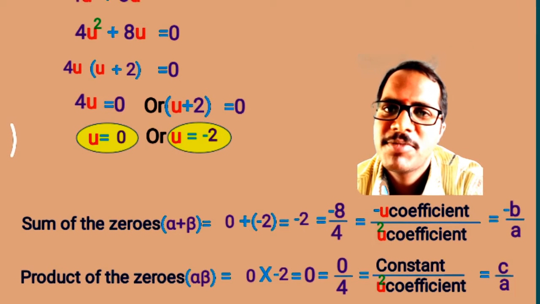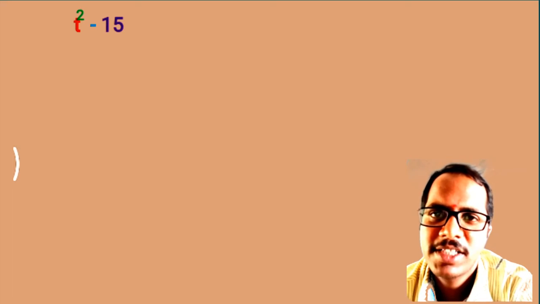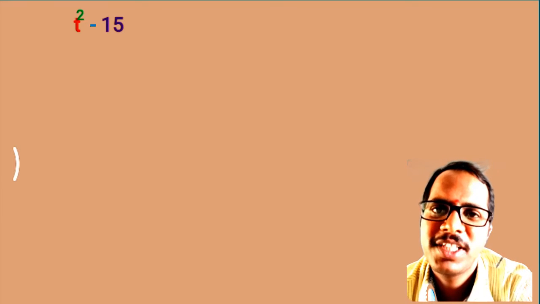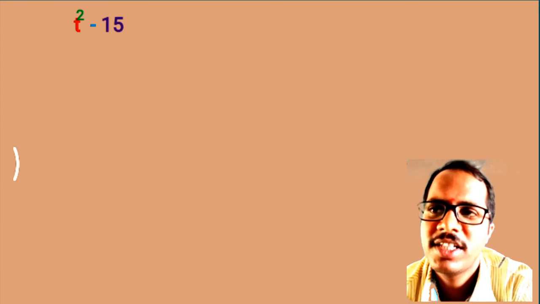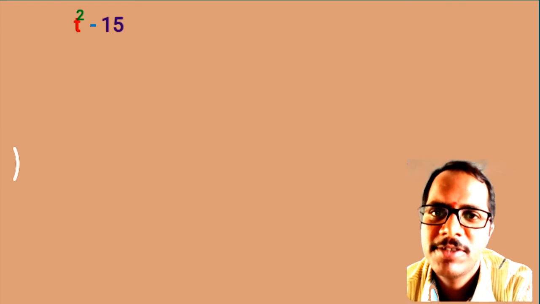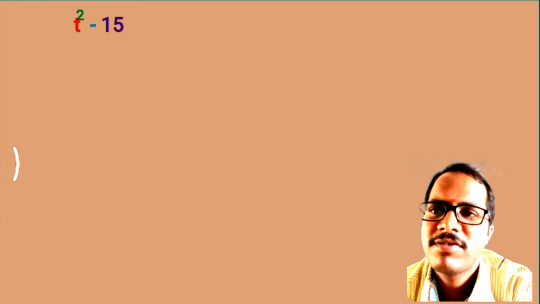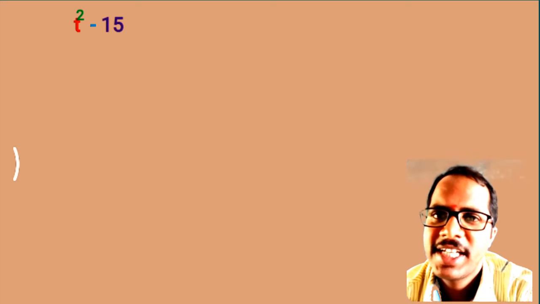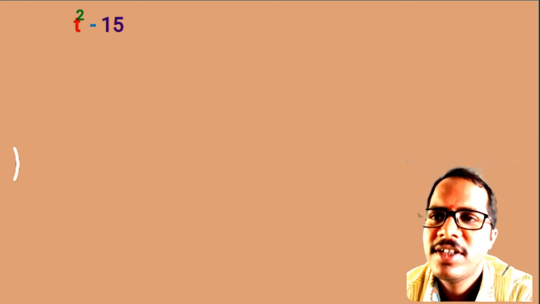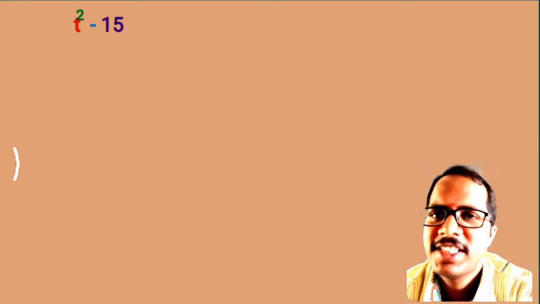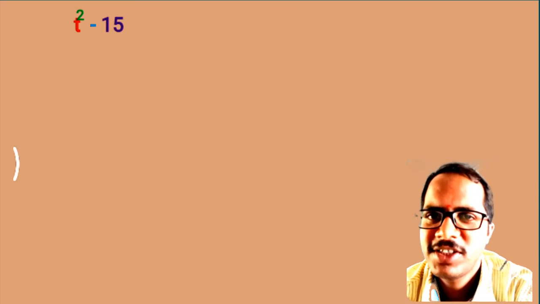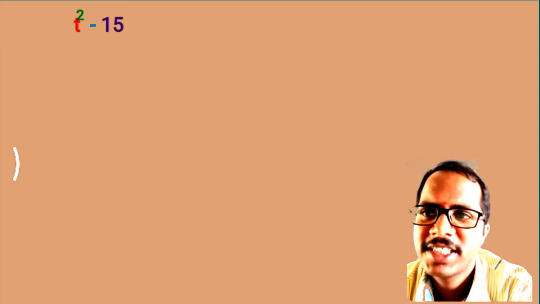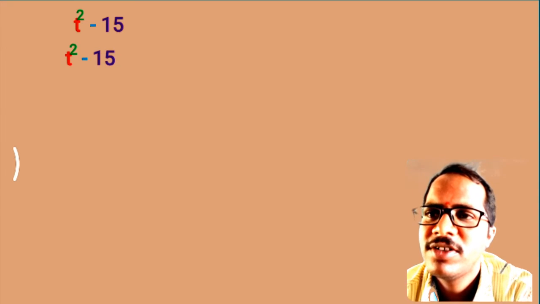Now let us see the next problem. It is given as t square minus 15. So here also one term is not given, that is the term with t. So in the place of the second term we may take 0t. So now let us find out the zeros of this quadratic polynomial. For that, let us equate this polynomial value to 0. So we get t square minus 15 equals 0.